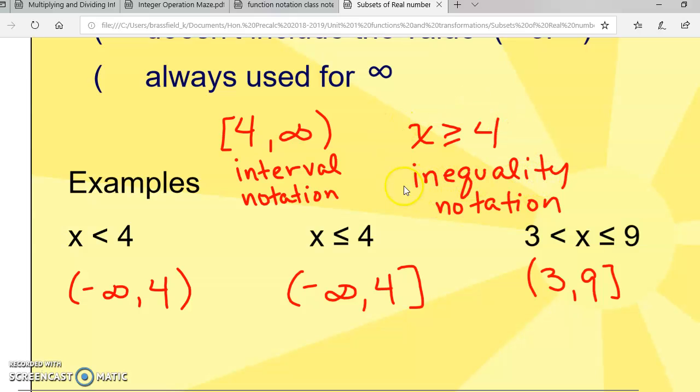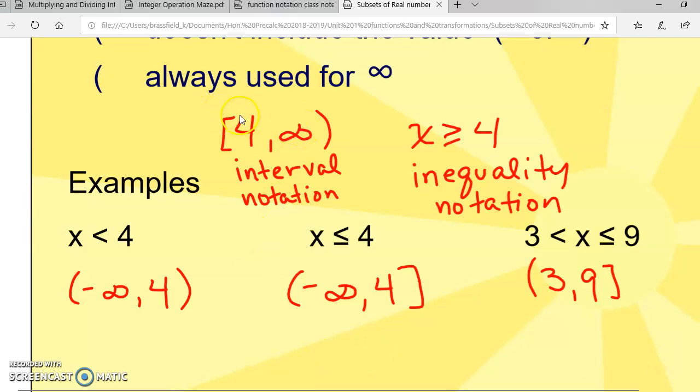Okay, so we call this inequality notation, and this is interval notation. I believe for your assignment, you have to know both. So this says x is greater than or equal to 4. You should be very familiar with that. That means I'm starting at 4, and I'm including any value bigger than 4. So I'm going to go from 4 all the way to infinity. It's anything in between there.